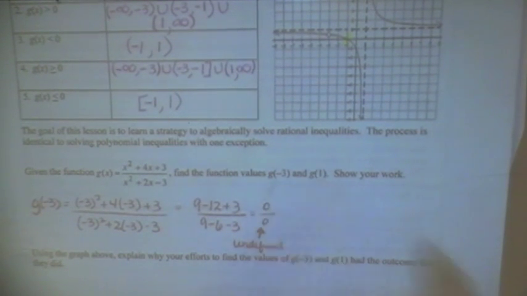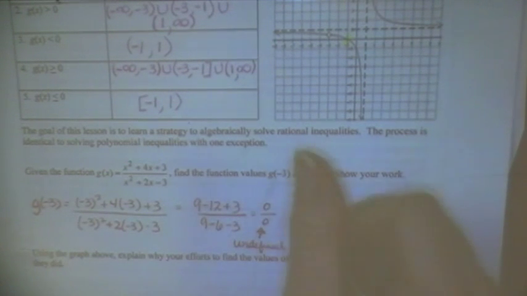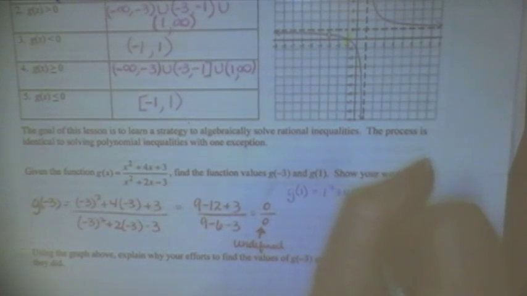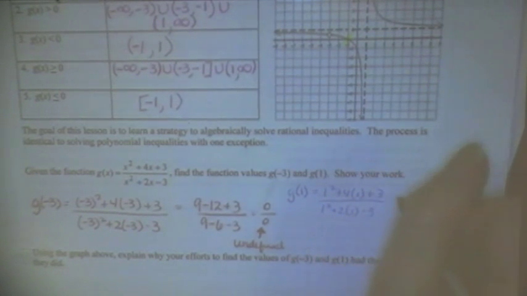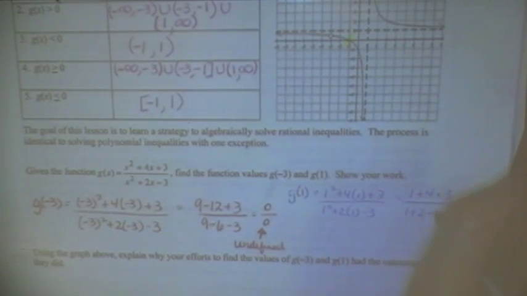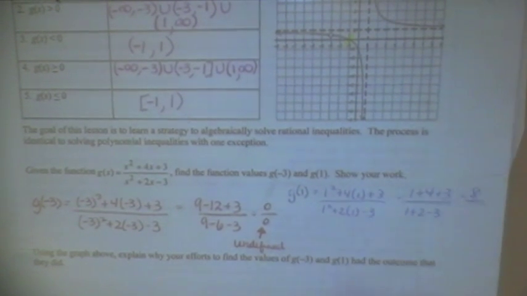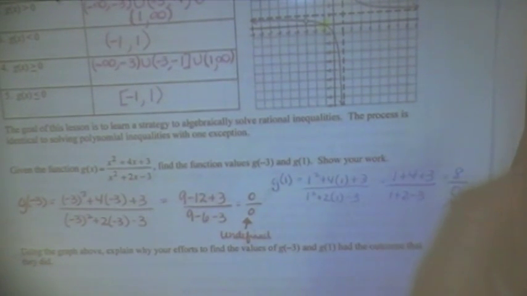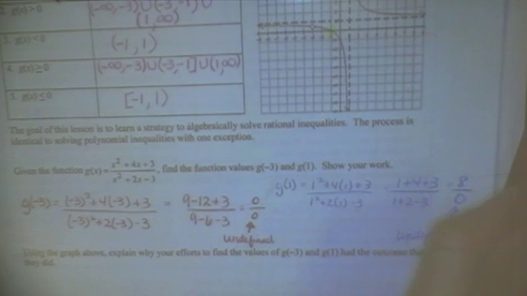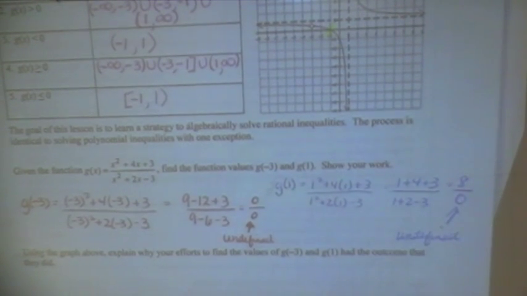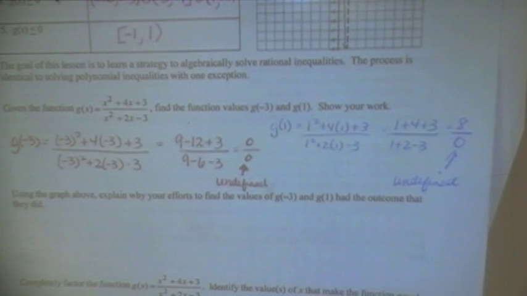Alright, so let's do g of 1. Show your work. So this time I'm plugging 1 in for every x. Plus 4 plus 3, 1 plus 2 minus 3, that's 8 over 0. Undefined. You can never divide by 0. Using the graph above, explain why your efforts to find these things had the outcome that they did.